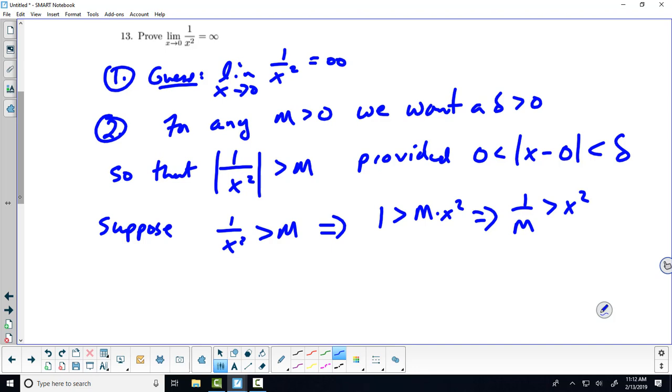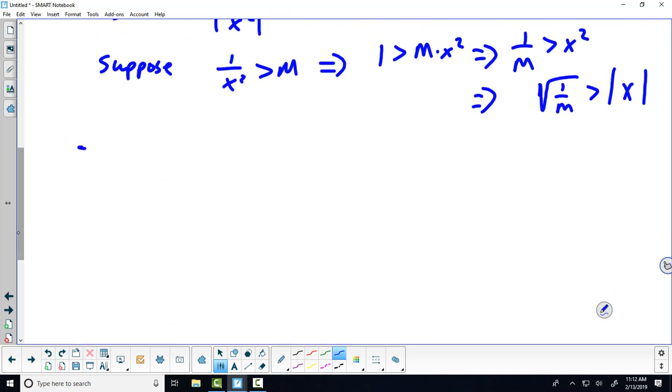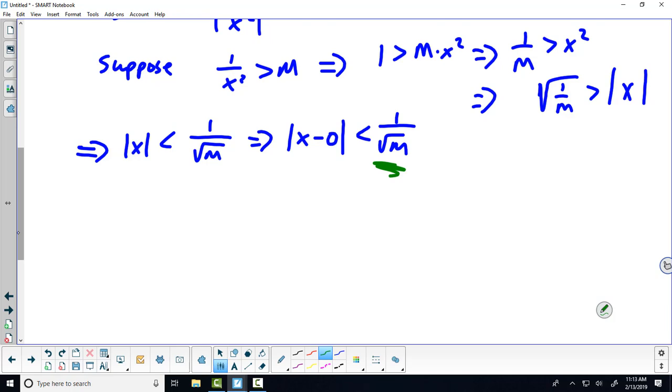Doing a little algebra there. I can do all this kind of carelessly with the inequalities because all these quantities are positive. Okay. Which would mean that, again, only because all these quantities are positive, that the square root of 1 over M would be greater than absolute value of x. Which would mean that the absolute value of x would have to be less than 1 over the square root of M. But I could think of that as the absolute value of x minus 0 has to be less than 1 over the square root of M, and this is our formula for delta.